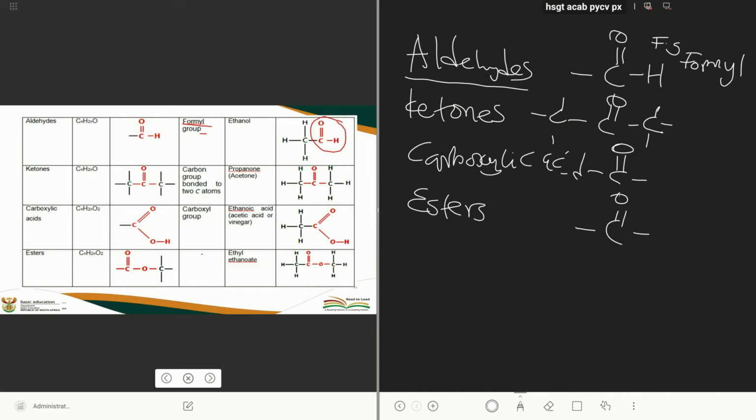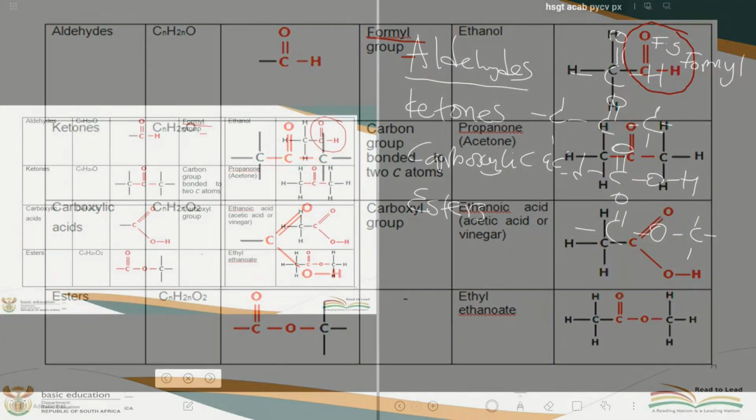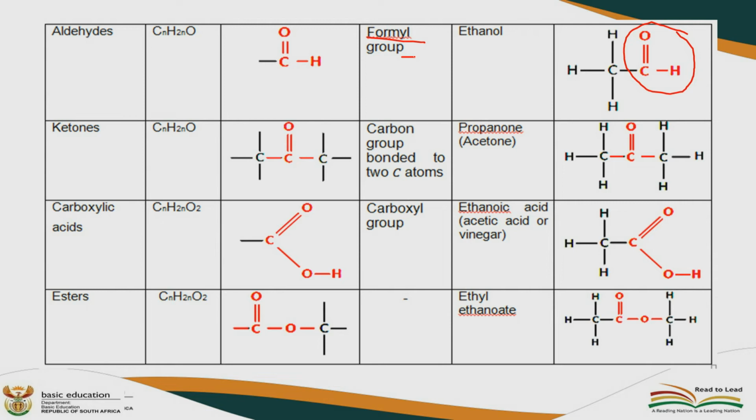So all of them have C double bond O. The difference with carboxylic acid is that the C double bond O is bonded to the OH. The ester is C double bond O bonded to an oxygen, which is bonded to another carbon. This is how you will be able to recognize the aldehydes, ketones, carboxylic acids, and esters. When you look for them, they will have a C double bond O. They have the general formula, which we gave there.